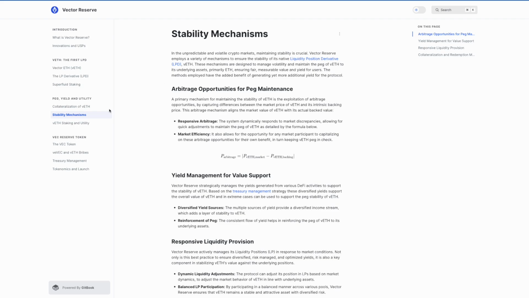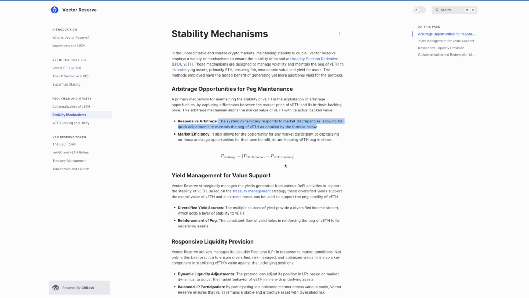Like how are they going to keep the vETH on peg? Okay, so they talk about this. Let's read through a few of these because this is probably the key factor of this protocol. Okay, the system dynamically responds to market discrepancies, allowing for quick adjustments to maintain the peg of vETH as directed by the formula below. So this doesn't really explain to me what they are going to do when the peg is below.